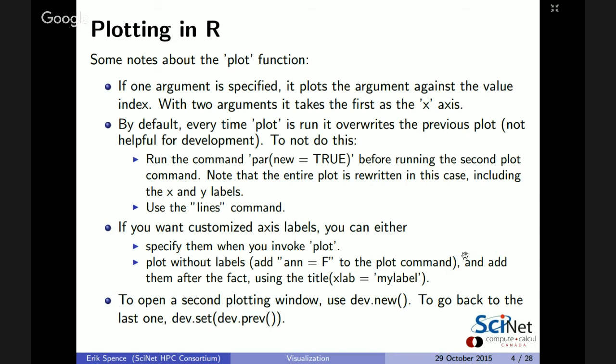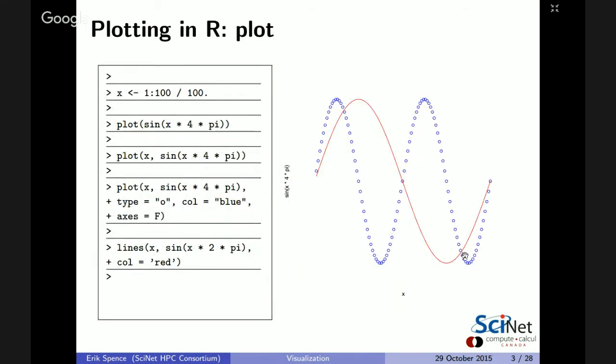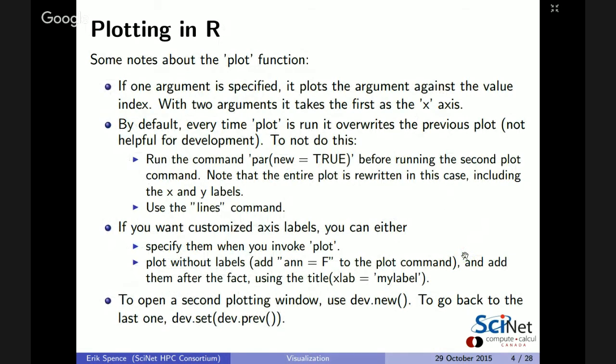If you want to customize your axis labels, there are two ways to do it. One is you specify it when you invoke plot, right? It's part of the plot argument, and we'll see that later. I didn't do that. And by default, what plot does is exactly what you saw. It just plots the name of the variable that you just plotted, right? That's why there was an x here. And that's why there's a sine of x times 4 pi on the y-axis here. Not probably what you want, okay? So you can specify it when you invoke plot as one of the arguments. Otherwise, you can do ann equals false. Don't write anything, and I'll add it afterwards. That's another way to do that, okay? Then you add it later with the title command that we just saw, okay?